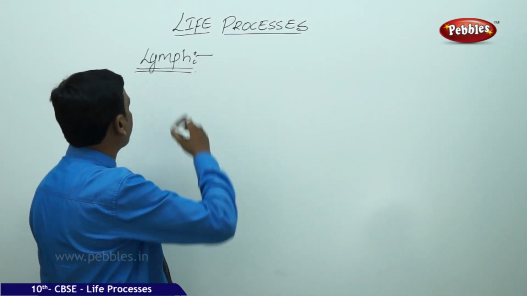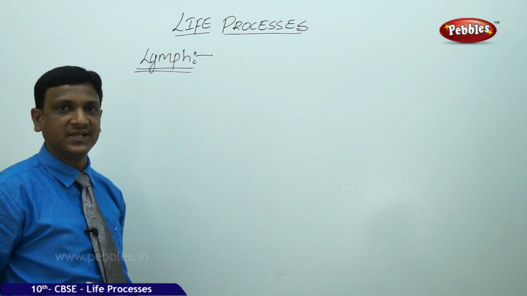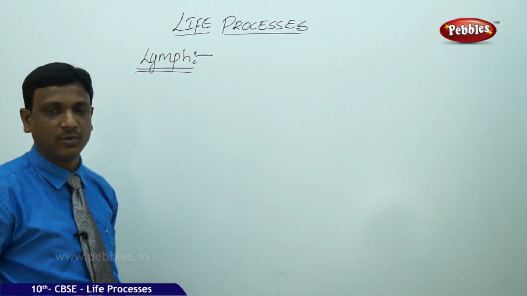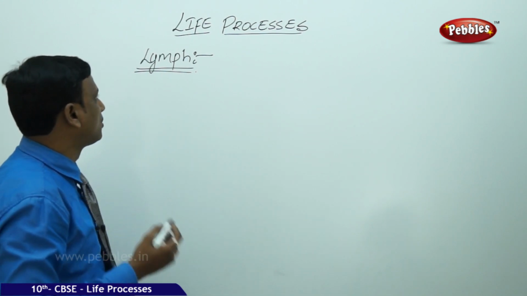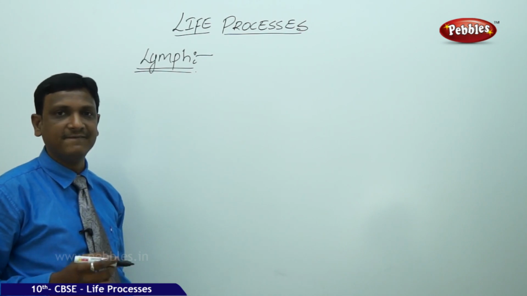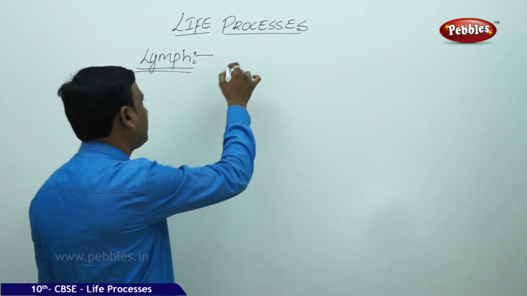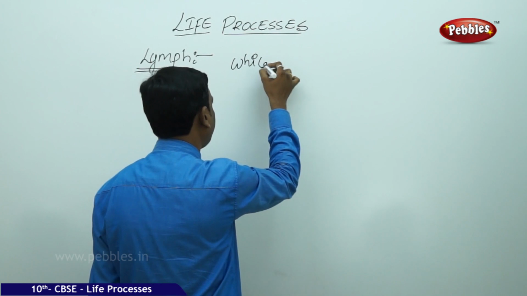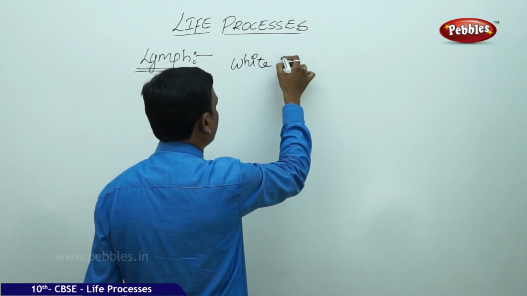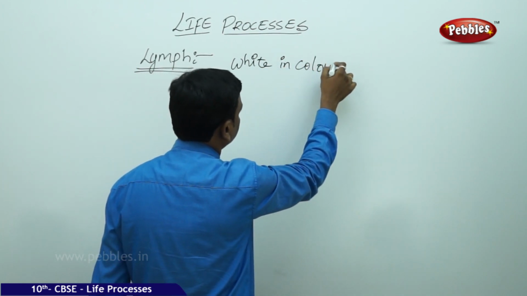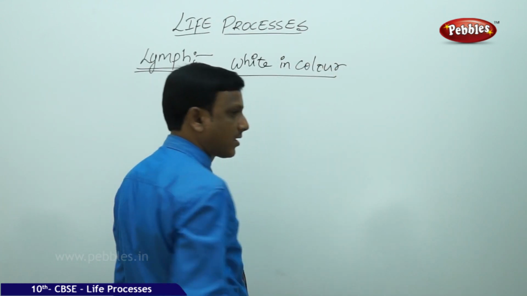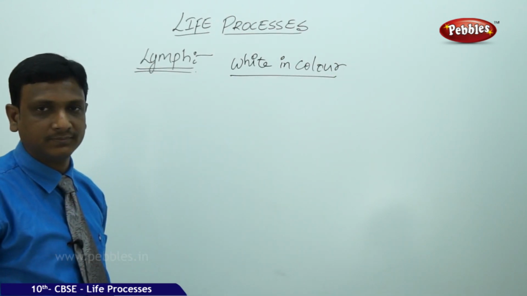So let us talk about another important fluid that also takes part in the transportation of materials in our body, that is lymph. Lymph is also a fluid like blood, but lymph does not have any pigments. It is a white color fluid, white in color. So how is this lymph formed?